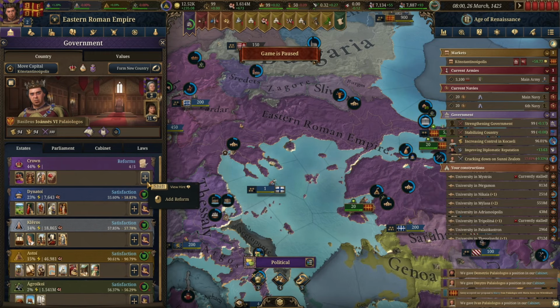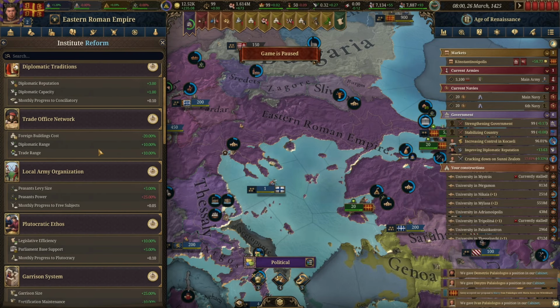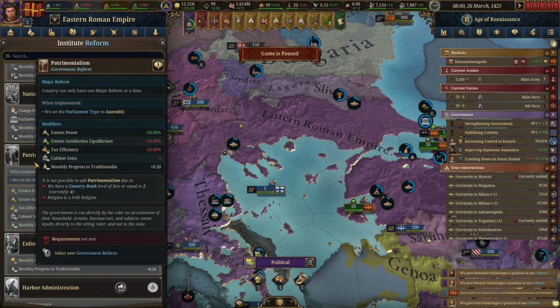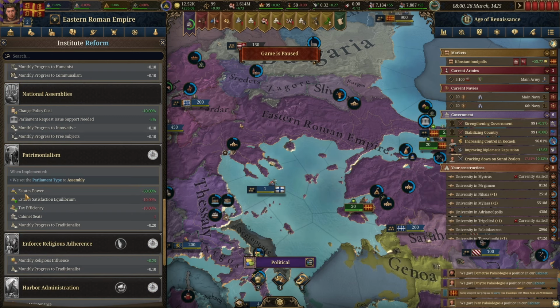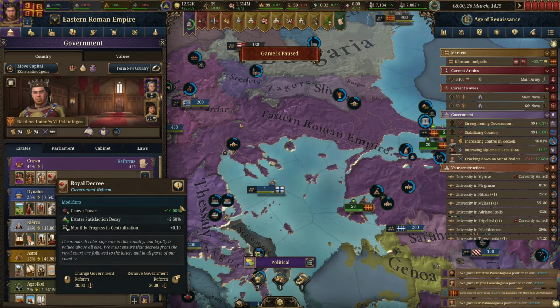Then, of course, we have reforms. If we actually look at reforms, we can see that there's quite a few that modify political power in some way. For example, local army organization, which would increase levy size but increase the peasants' power by 25%. Or patrimonialism, which will give a flat minus 50% to all estates' power, which is pretty great if you can get it. Some of the obvious ones to hand out are ones like autocracy, which gives a flat 10% to your crown power, or royal decree, which again hands out a flat 10% to your crown power.